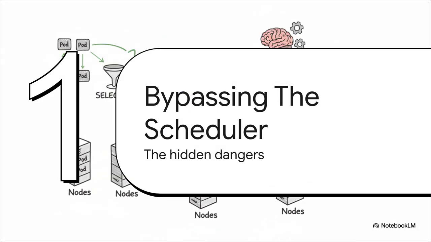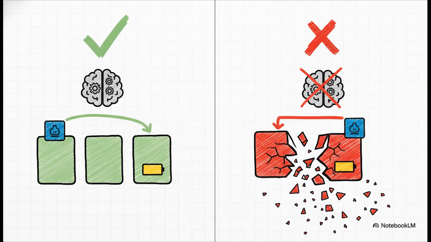See, bypassing the scheduler isn't just some minor detail. You're effectively shutting down the one component that's responsible for the health, the efficiency, and the resilience of your whole setup. It's a huge deal. So what do you actually lose? Well, all those important resource checks for CPU and memory? Gone. The scheduler's check to see if a node is even healthy and ready to go? Nope. nodeName couldn't care less.